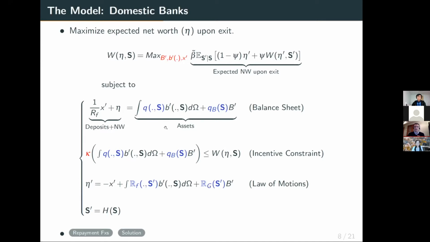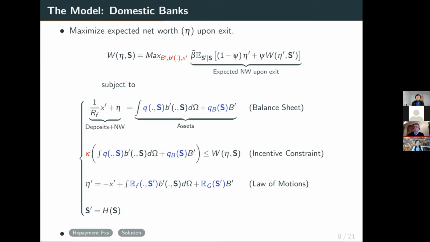Now, the second constraint is what I call the incentive constraint or the leverage constraint. And this is saying that a fraction kappa of the assets of the bank cannot be larger than the valuation of the bank. And this is the key equation that I have in the model, because this equation allows me to endogenously link sovereign risk to corporate risk through the bank, through the domestic banks of the economy.